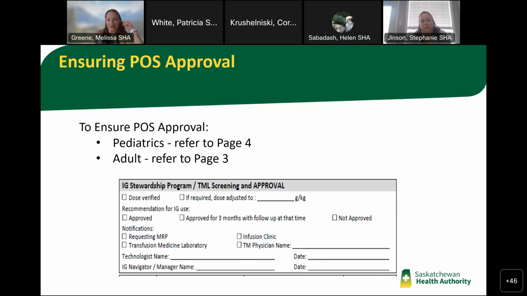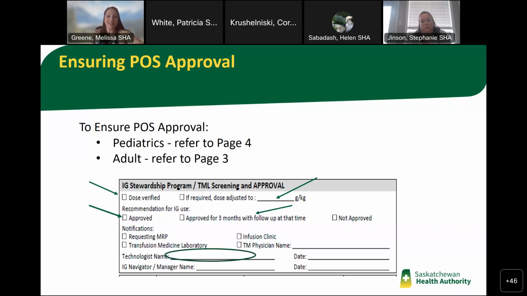So the first thing you're going to look for is that the dose has been verified. If the dose has been adjusted, it'll be flagged here for you. We want to look to make sure that the dose is approved. And sometimes we approve them only for 3 months because we want to have clinical proof that the IVIG is working for the patient, or there may be another reason that the physician only wants it for 3 months. And that physician would be the transfusion medicine physician on call, not us.